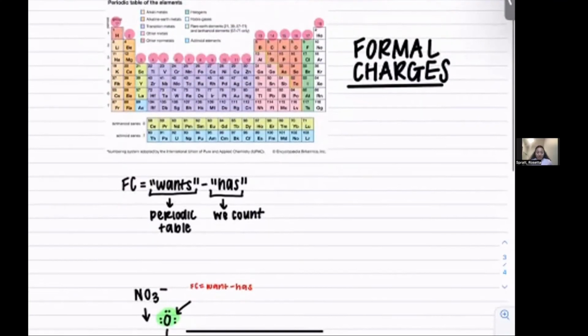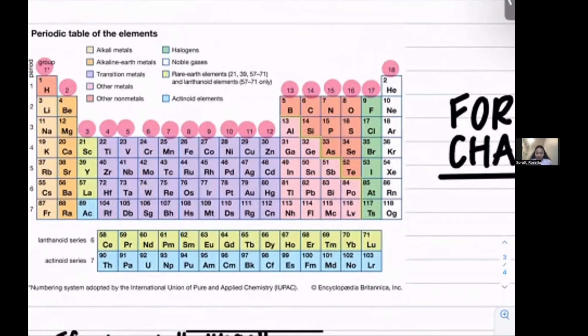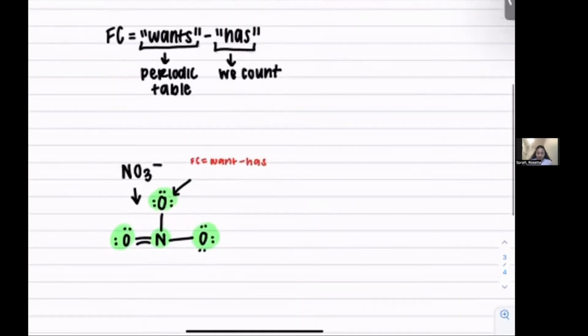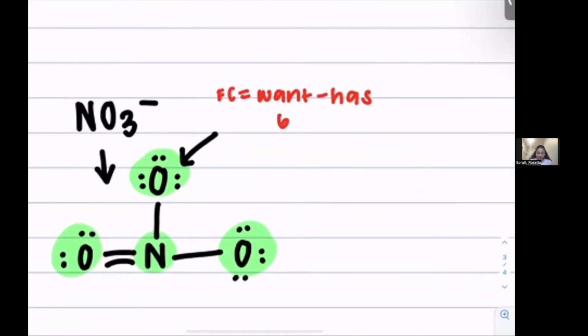So let's go back up there. We're dealing with oxygen, so we look for oxygen and we see that it's in group 16, which is right here. And this number 16 tells us that oxygen wants 6 valence electrons in its outer shell. Not 16, don't let that confuse you. Basically, instead of 13, think of 3. Instead of 14, think of 4, 5, 6, 7, and 8, and so on. So oxygen wants 6.